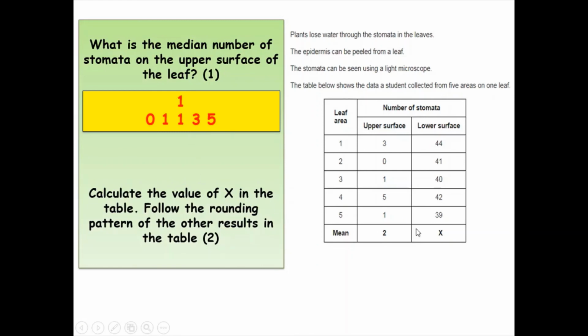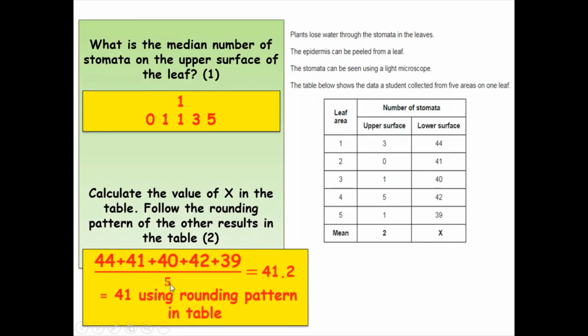To calculate the value of x, that's the mean, as I've just told you, you add these numbers together and then divide them by 5, which would equal 41.2. You round it down to 41, so you'd have 41 in this area.